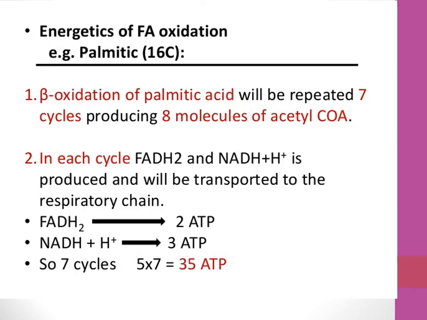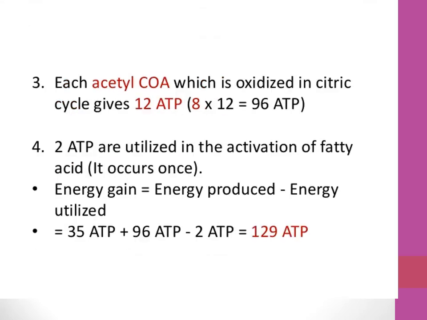Energetics of the fatty acid oxidation, for example, in the palmitic acid. Number 1, beta oxidation of the palmitic acid will be repeated 7 cycles, producing 8 molecules of acetyl-CoA. In each cycle, FADH2 and NADH plus H are produced and will be transported to the respiratory chain. FADH2 is equal to 2 ATP and NADH is considered equal to 3 ATP. So 5 into 7 cycles, that is 35 ATP.